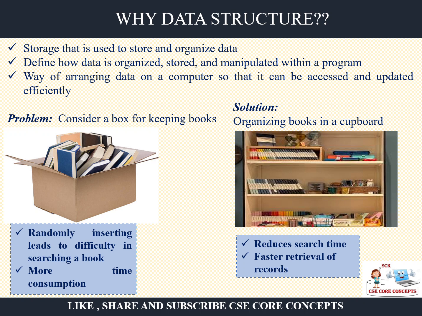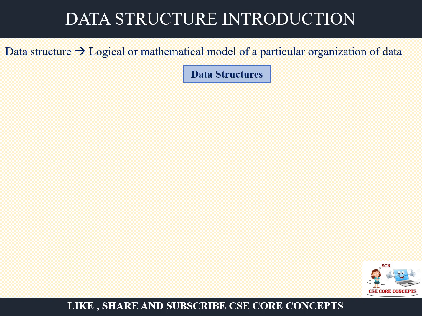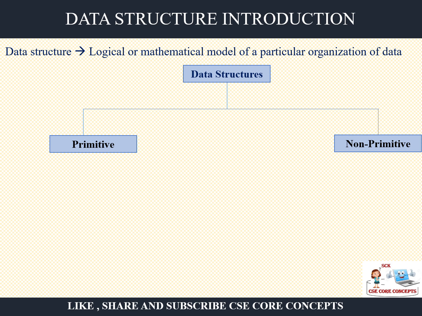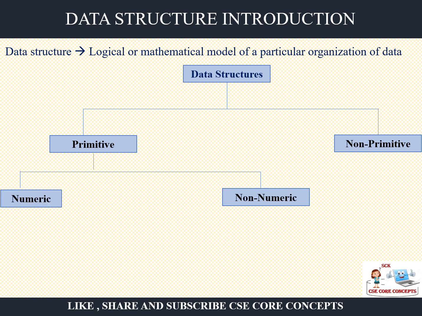So it defines how I can store the data such that it can be very easy to manipulate and search when I require it. So a data structure is nothing but a logical or a mathematical model of a particular organization of data. Broadly, data structures are categorized into two types, primitive and non-primitive. Primitive data structures are those which are readily provided by the programming languages. Now these data structures can be either numeric or non-numeric.